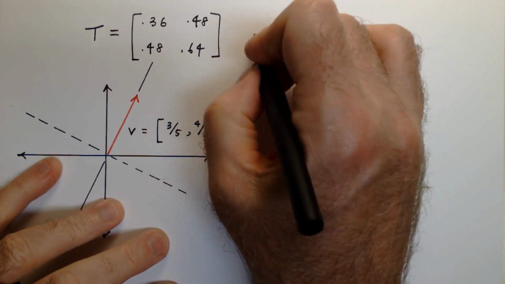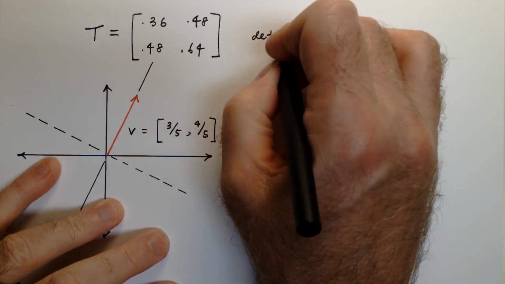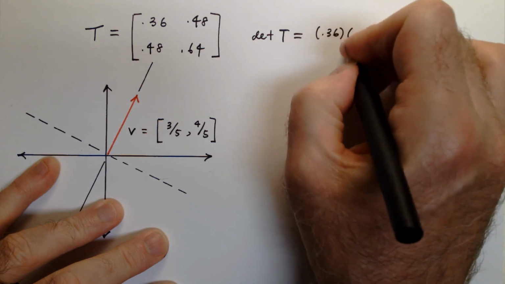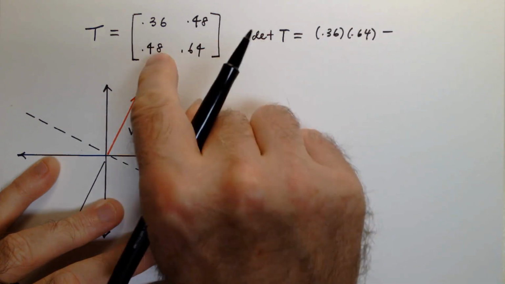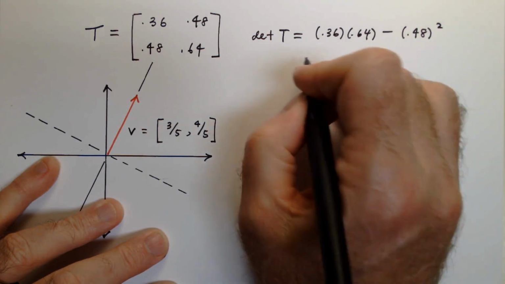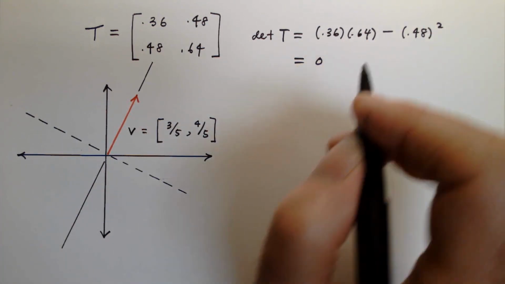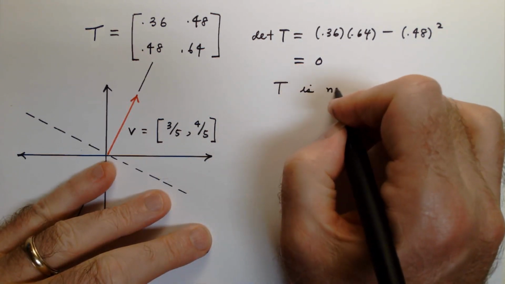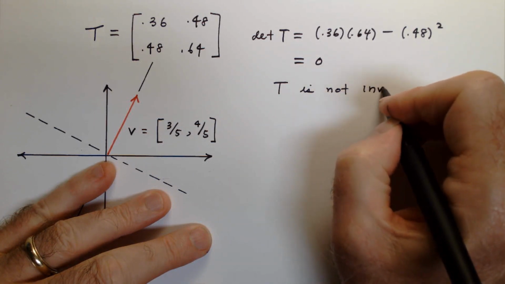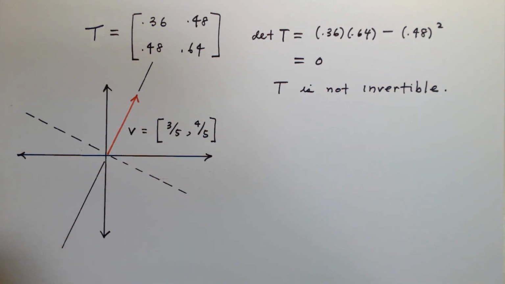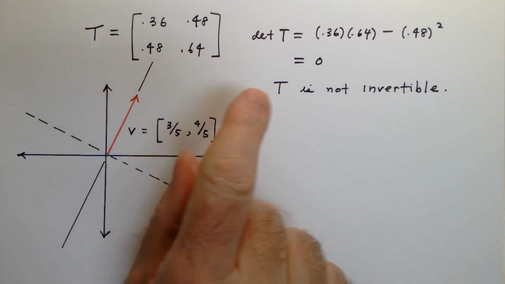So if we check the determinant of T, it's going to be 0.36 times 0.64 minus 0.48 times 0.48, so minus 0.48 squared. And when you work that out, you get 0. That shows us that T is not invertible. And that basically is all we would have to do to show that T has no inverse: its matrix is not invertible.